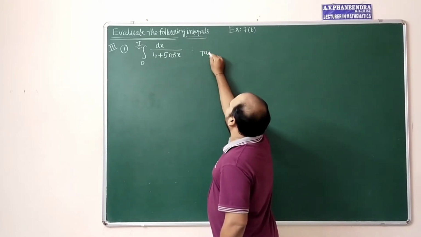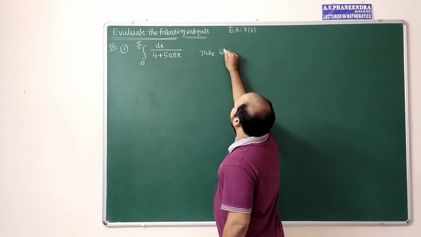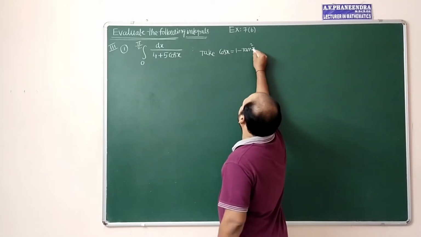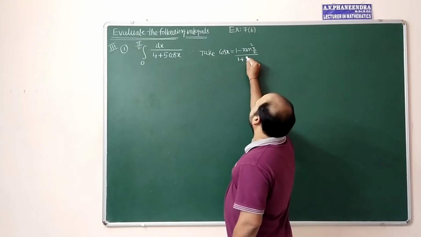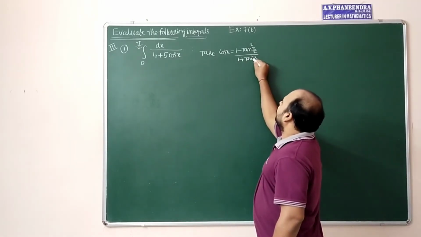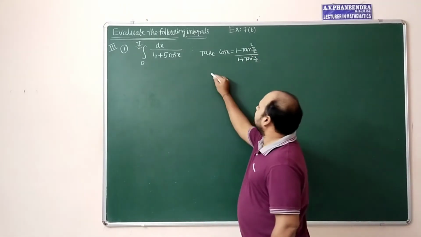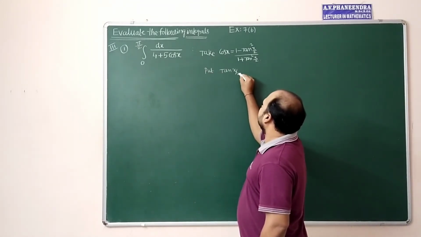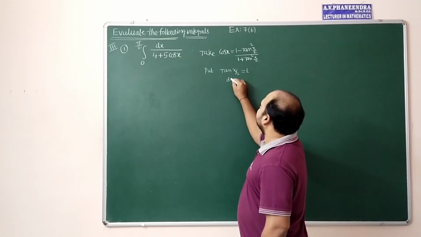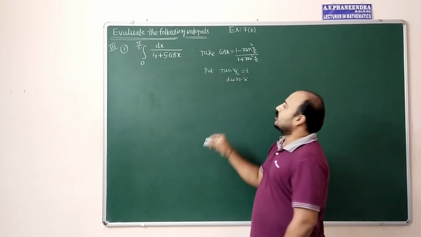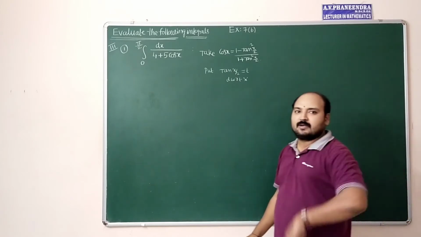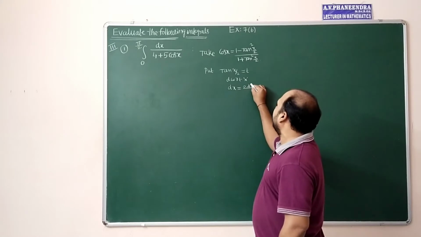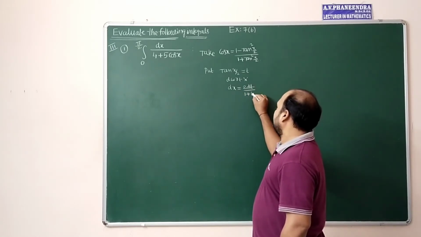Take cos x equal to 1 minus tan square x by 2 divided by 1 plus tan square x by 2. After that, put tan x by 2 equal to t. Differentiate with respect to x. Here I am writing directly, because we discussed it a number of times in previous sessions. dx equal to 2 dt divided by 1 plus t square.